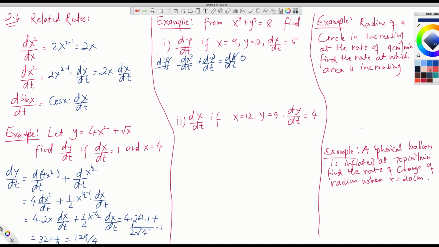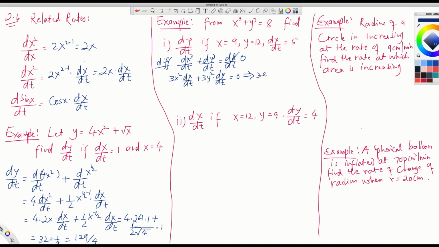Okay, so what do you do on the left? Because they don't match, it will be 3x squared times dx over dt, plus 3y squared times dy over dt equals 0. You see that? So you need to plug in dx over dt and then x and y and then solve for dy over dt.